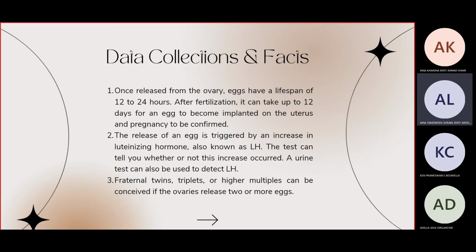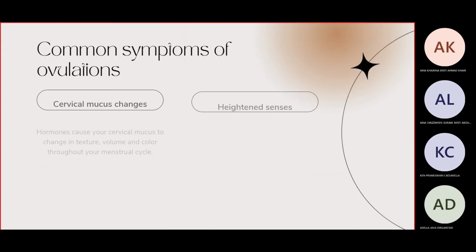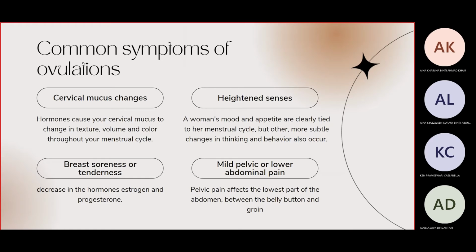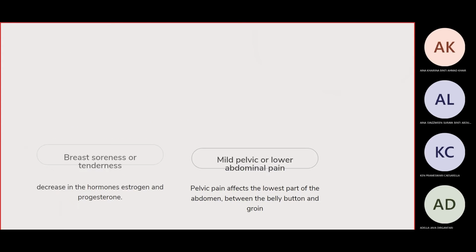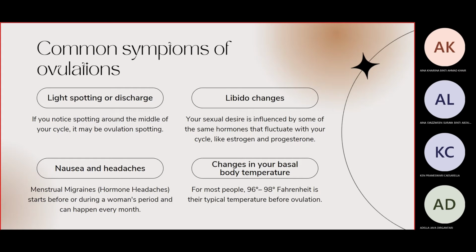Fraternal twins, triplets, or higher multiples can be conceived if the ovaries release two or more eggs. Okay, these are common symptoms of ovulation: cervical mucus changes, heightened senses, breast soreness or tenderness, mild pelvic or lower abdominal pain, light spotting or discharge, libido changes, nausea and headache, and changes in your basal body temperature.